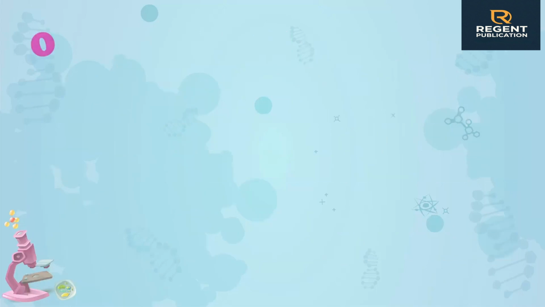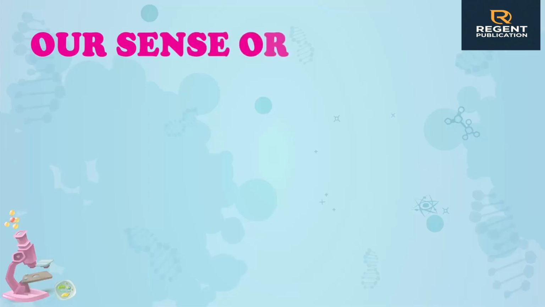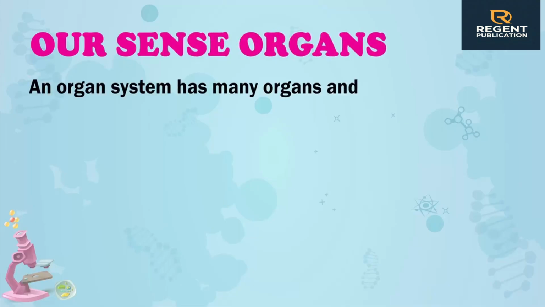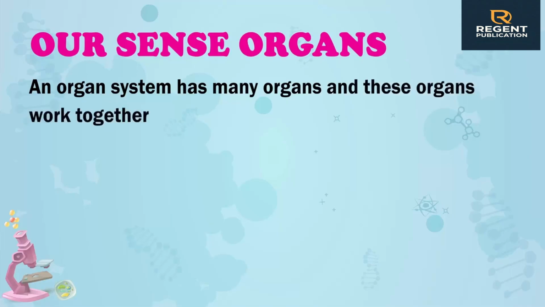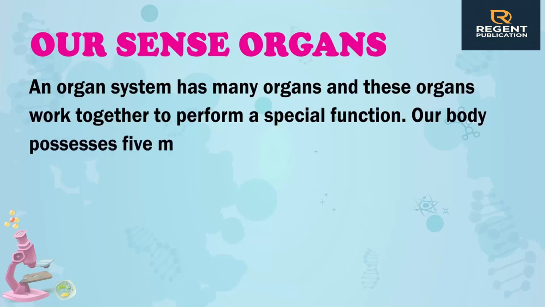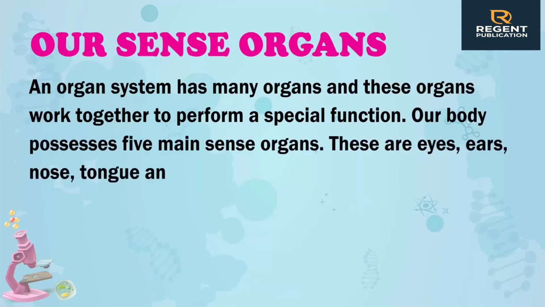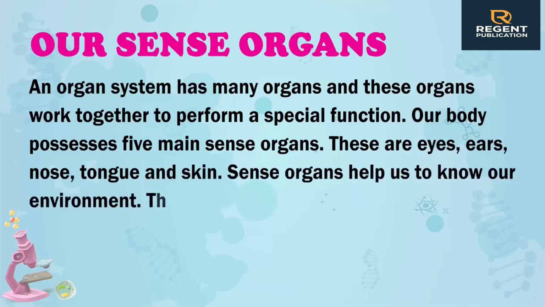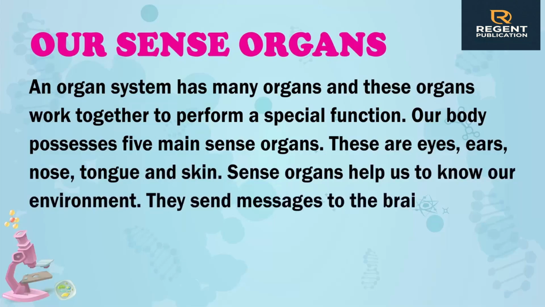Our sense organs. An organ system has many organs, and these organs work together to perform a special function. Our body possesses 5 main sense organs. These are eyes, ears, nose, tongue, and skin. Sense organs help us to know our environment. They send messages to the brain.